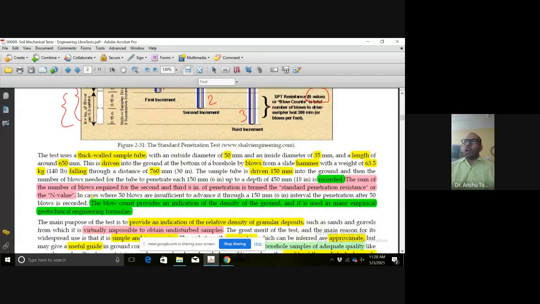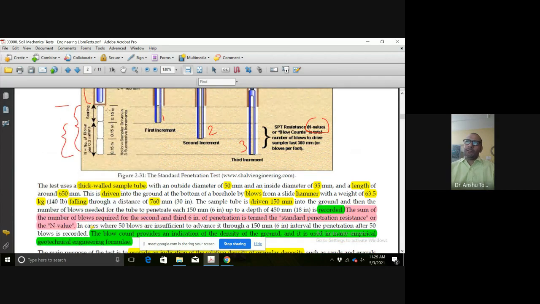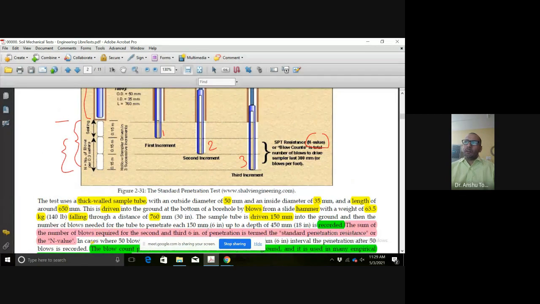This is driven into the ground at the bottom of a borehole by blows from a slide hammer with a weight of 63.5 kg, falling through a distance of 760 mm. The sample tube is driven 150 mm, that is the first 150 mm, into the ground, and then the number of blows needed for the tube to penetrate each 150 mm are recorded or evaluated. So these next 45 centimeter are critical for evaluating the number of blows.